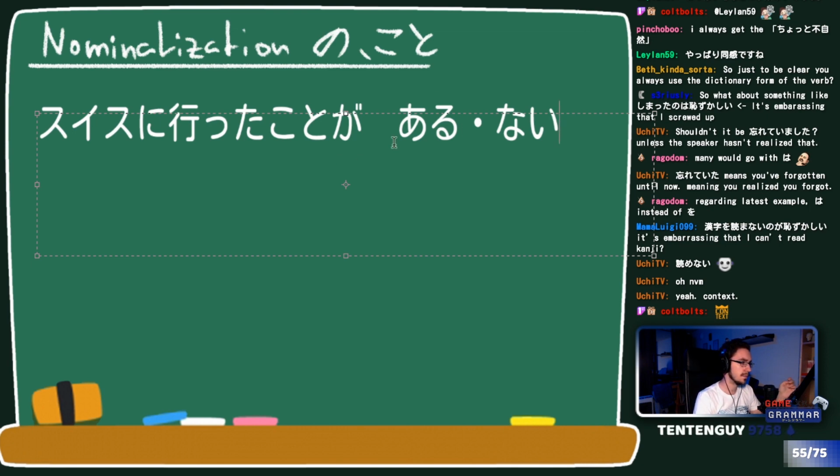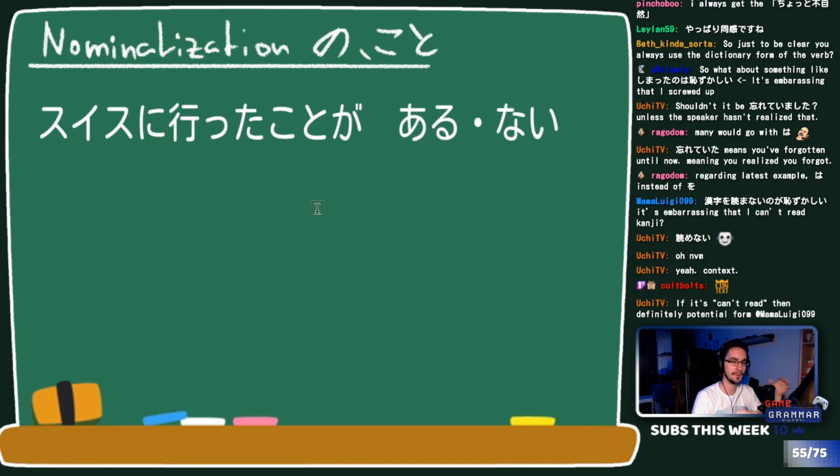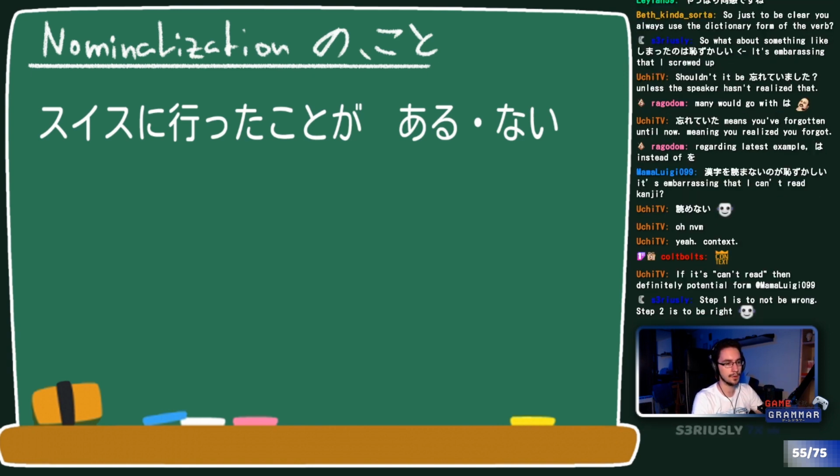So basically, you can just use this structure. At least this one is easy. It's kind of like a set phrase. When you want to talk about what you've done or what you haven't done, then you can always use koto ga aru or koto ga nai. You don't have to think about using no or koto. This is kind of like a set phrase, okay? You can always say this, and it always works.